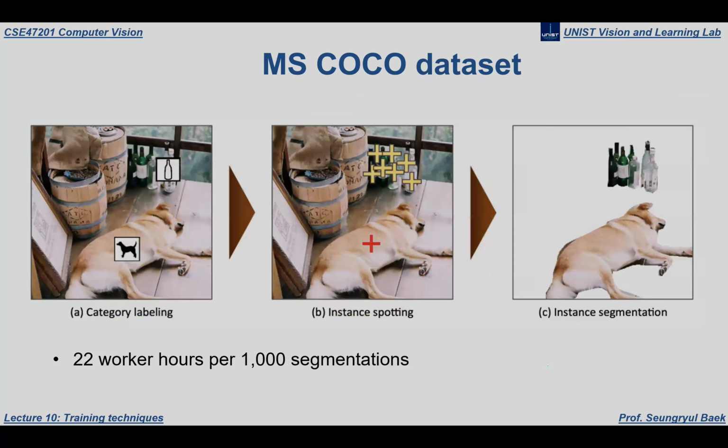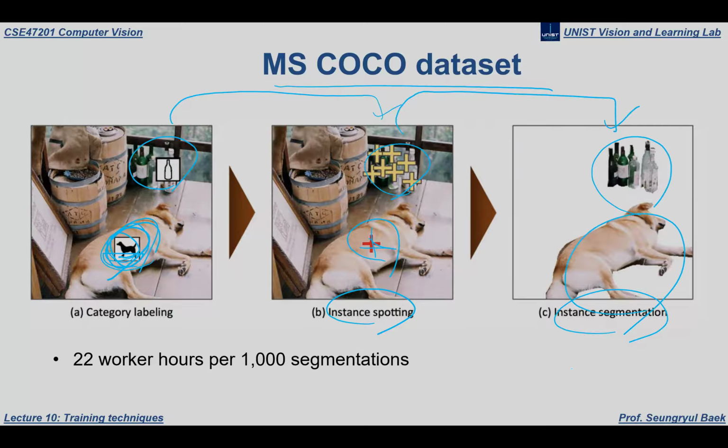This is the specific method MS COCO used. First, to obtain the fine segmentation map and bounding box, they first label the category in the image. Roughly in this partial location there is a dog, and roughly in this partial location there is a bottle. They do this first, and next round they make this type of cross in the image to roughly denote the location of the object.